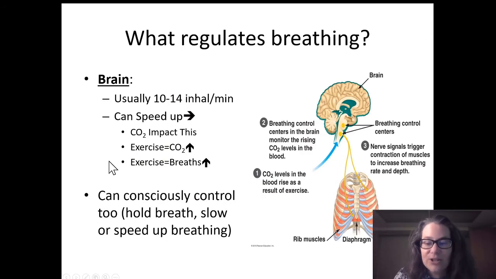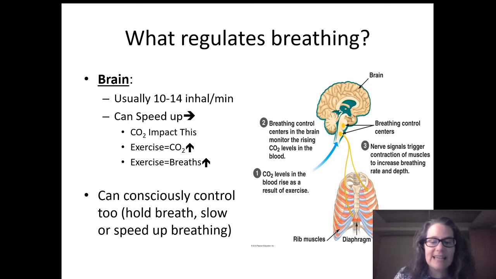Now, not only does the diaphragm contribute to breathing, but the brain is also actively controlling how fast you complete these inhalations and exhalations. Normally at rest, you're at about 10 to 14 inhalations per minute, but your brain is always receiving information. In the case of breathing, it's receiving information from the carotid artery area, and up to the brain, about carbon dioxide and how much carbon dioxide is in and around your bloodstream.